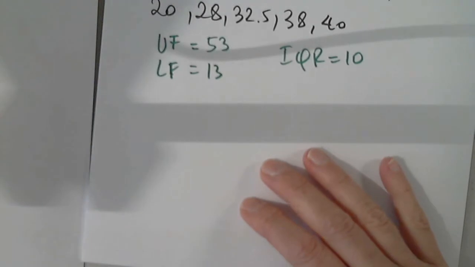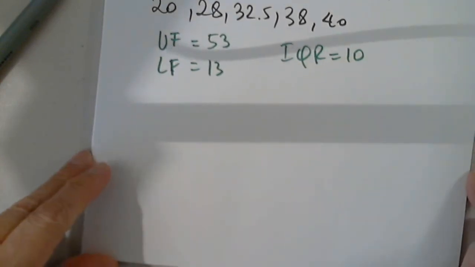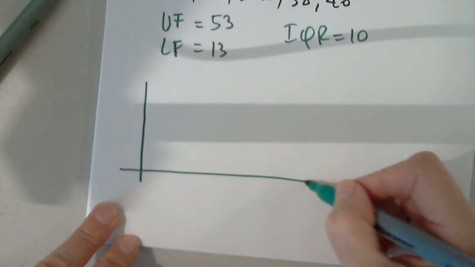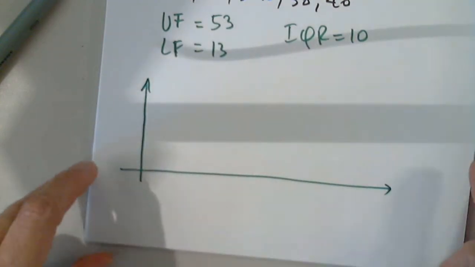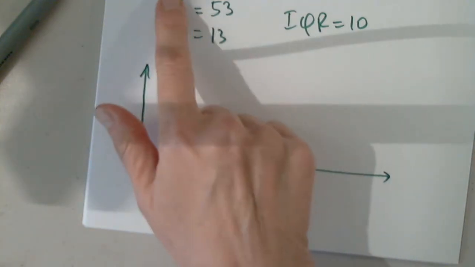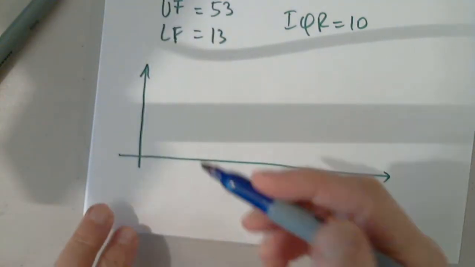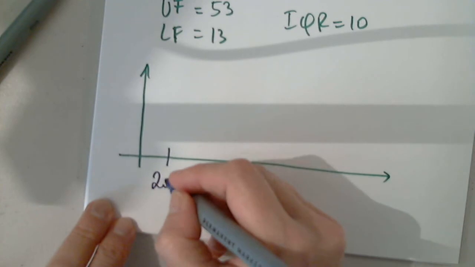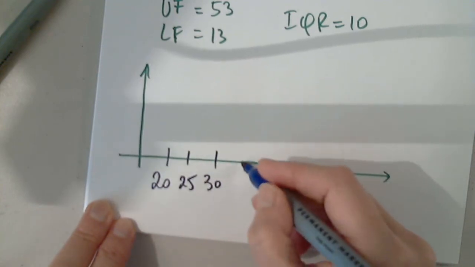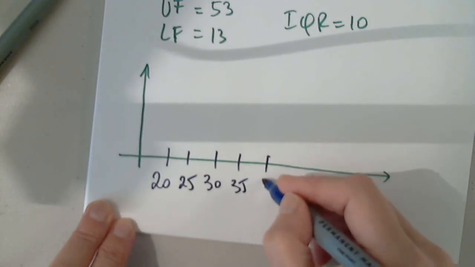But we can summarize all this in what's called a box plot. So how do I draw a box plot, and what does it mean? We will draw it with StatCrunch. So I know that the smallest value is 20. So I'm going to say this is my 20, 25, 30, 35, and 40.